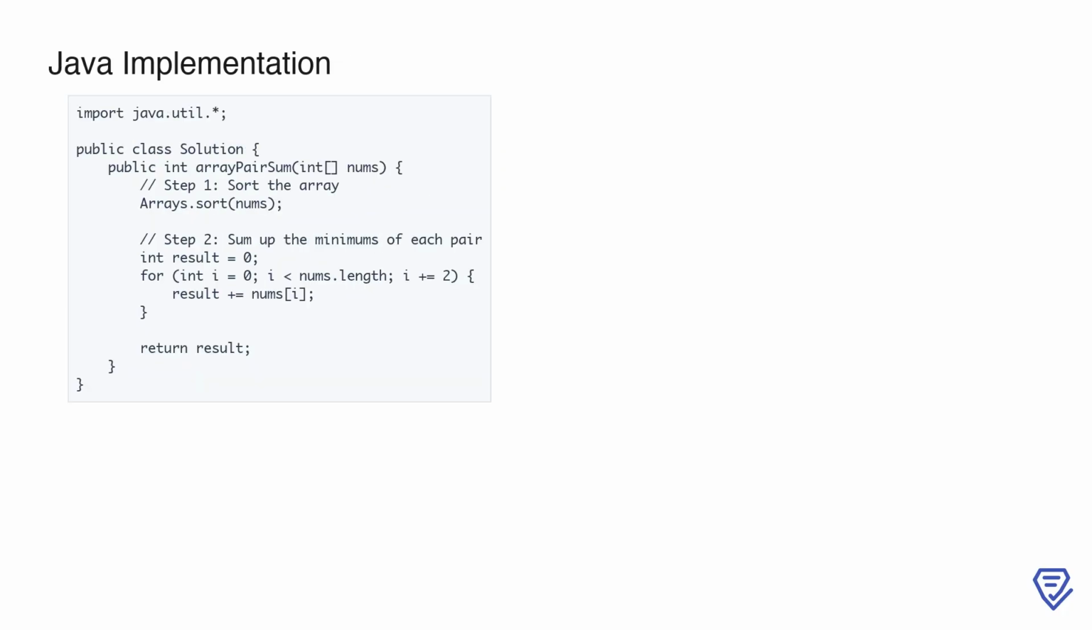This is the Java implementation for LeetCode problem number 561, Array Partition. The solution mirrors the Python logic. The array is first sorted, and then the sum of elements at even indices is calculated to obtain the result. Differences include explicit type declarations, the use of Java's Arrays.sort for sorting, and the class structure required in Java. This code is concise and adheres to Java conventions.